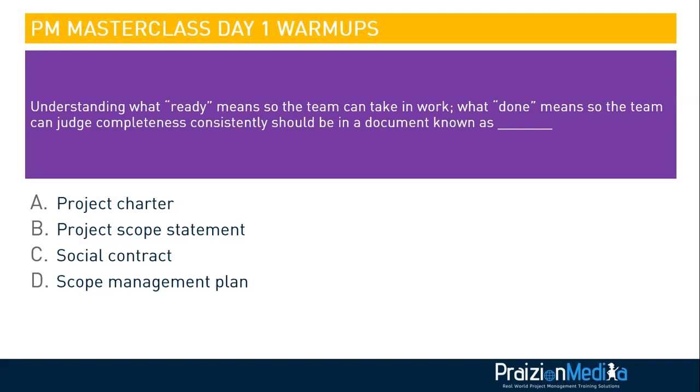Project scope statement is from the traditional world, can't be that. Ready and done are Agile terms. And D, scope management plan, it can't be that. So on your exam, use the process of elimination to cross out what it couldn't be. The only one it could be is social contract, C.